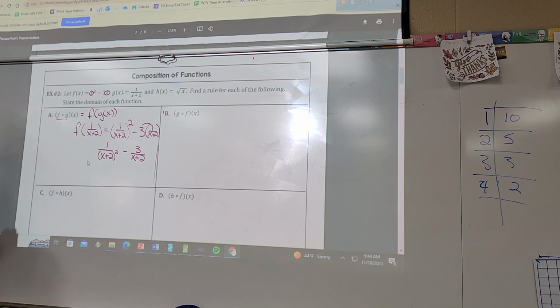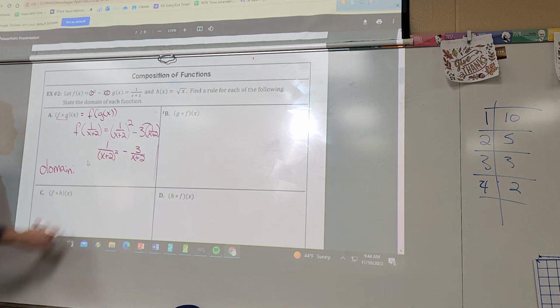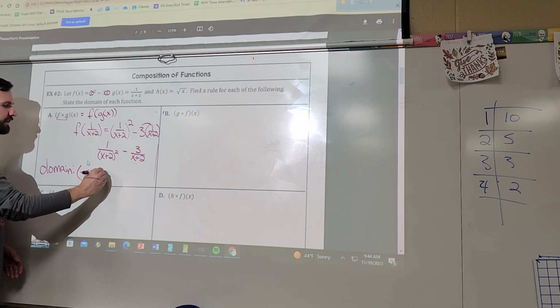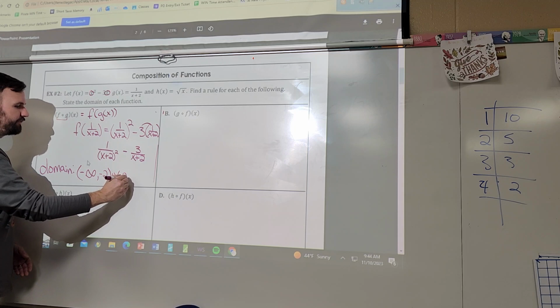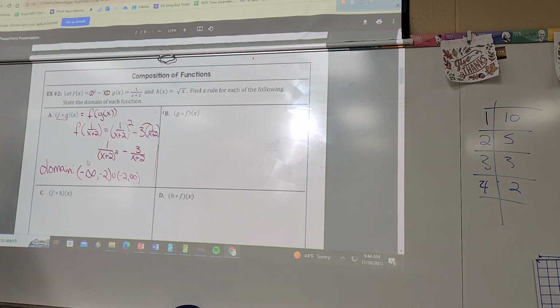What's my domain? What can't I plug in for x? Can I plug in anything else? Yeah, because it's just 1 over x, everything except your asymptote, right? So what's my one number I can't plug in? So I go from negative infinity to negative 2. I can't equal negative 2. And then negative 2 to infinity. Remember, that's a jump. We're jumping over the asymptote.